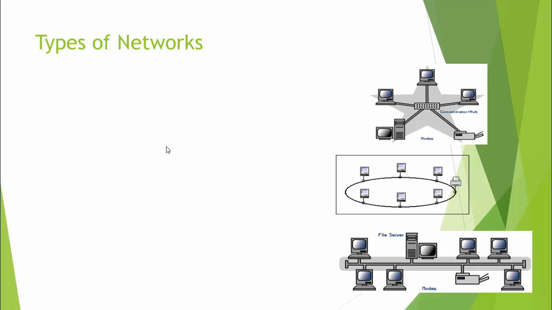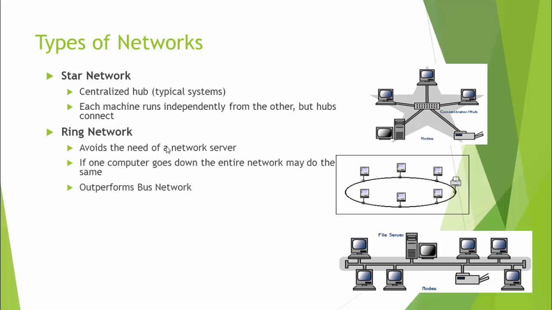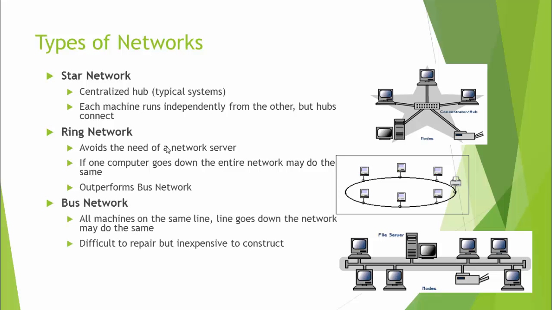Now, network architecture, for the most part these days, tends to be a star network with a centralized hub in which each machine runs independently from the other ones, but they're connected through a hub. In the past, it was more common to see things like ring and bus networks that avoided the need of a network server but had the problem of being hard to keep up all the time.